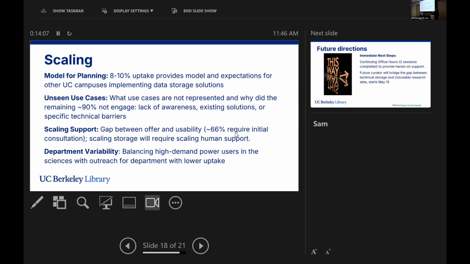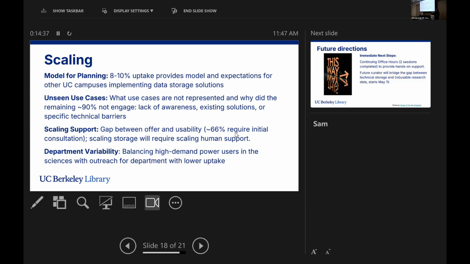Scaling, and I think this is something folks in the room who are interested could take home. If you are planning something similar, we had a fairly small uptake, which in a way is good. It was manageable for us all on the team to deal with this. So if you expect a similar response rate, that could be good news. There are definitely a lot of use cases that are not well represented, and we don't know what the other 90% are thinking. Are they not looking at their email, or are we not covering what they need?